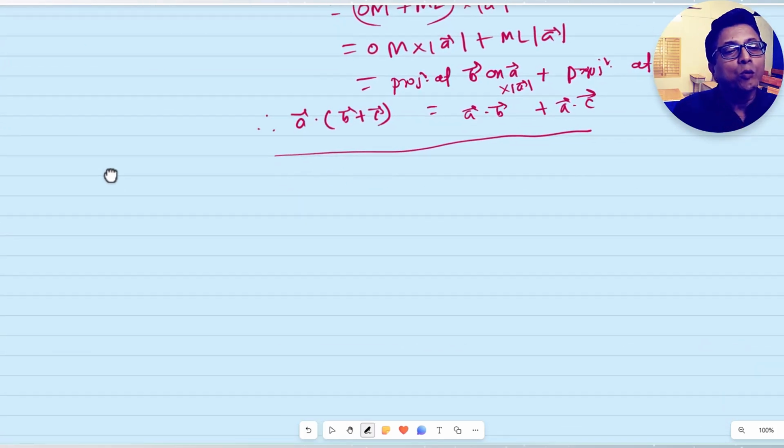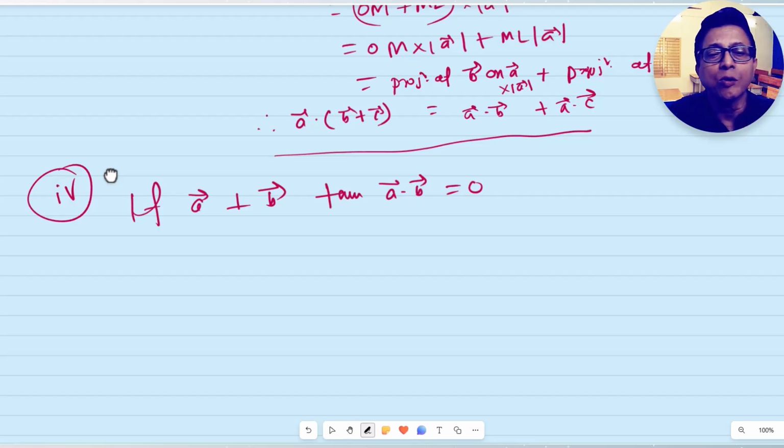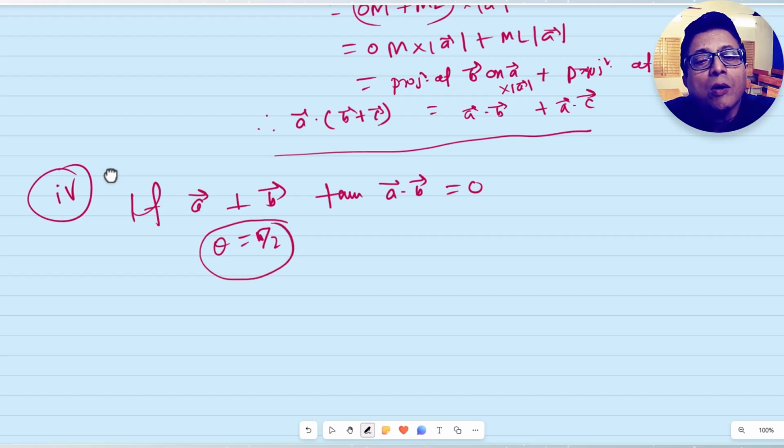Now we make the fourth observation. If A is perpendicular to B, then A dot B has to be 0, because perpendicular means theta equals pi by 2. So mod A mod B cos theta has to be 0.